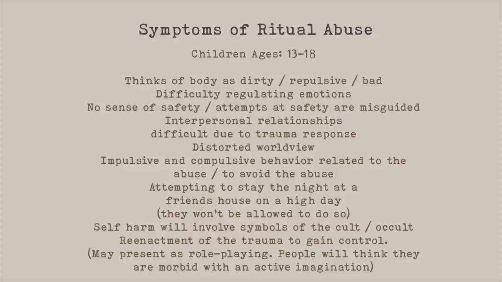Thinks of the body as dirty, repulsive, or bad, difficulty regulating emotions, no sense of safety or attempts at safety are misguided, interpersonal relationships difficult due to trauma response, distorted worldview, impulsive and compulsive behavior related to the abuse or to avoid the abuse, attempting to stay the night at a friend's house on a high day, even though they won't be allowed to do so. Self-harm will involve symbols of the occult or the cult, reenactment of the trauma to gain control, which may present as role-playing. People will think that they are morbid with an active imagination.